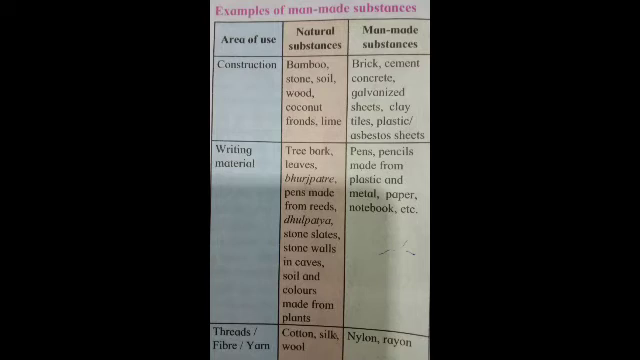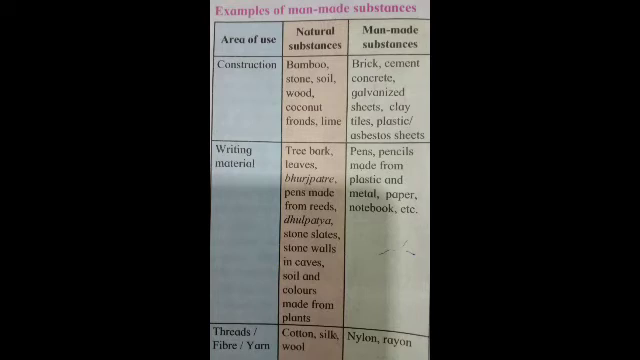Now let us see the examples of man-made substances. In this table we have the area of use, meaning how and in which area we are using these materials. Next is natural substances, and the third column is man-made substances. Our first area of use is construction.